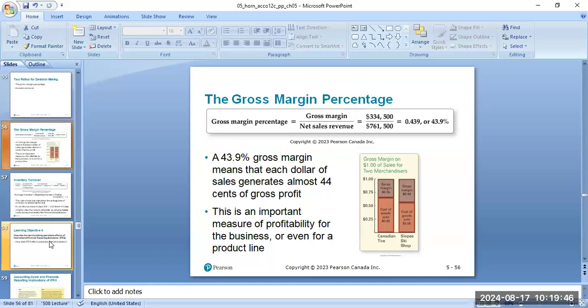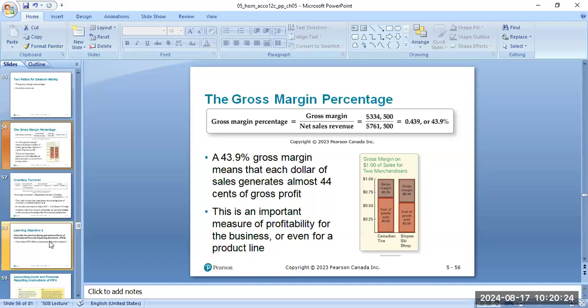Gross margin percentage is simply gross margin divided by the net sales. That's going to give you how much of the sales stays in the company after we deduct cost of goods sold. If the gross margin here says 43.9%, that means for every dollar of sales, 43.9 cents stays in the company.